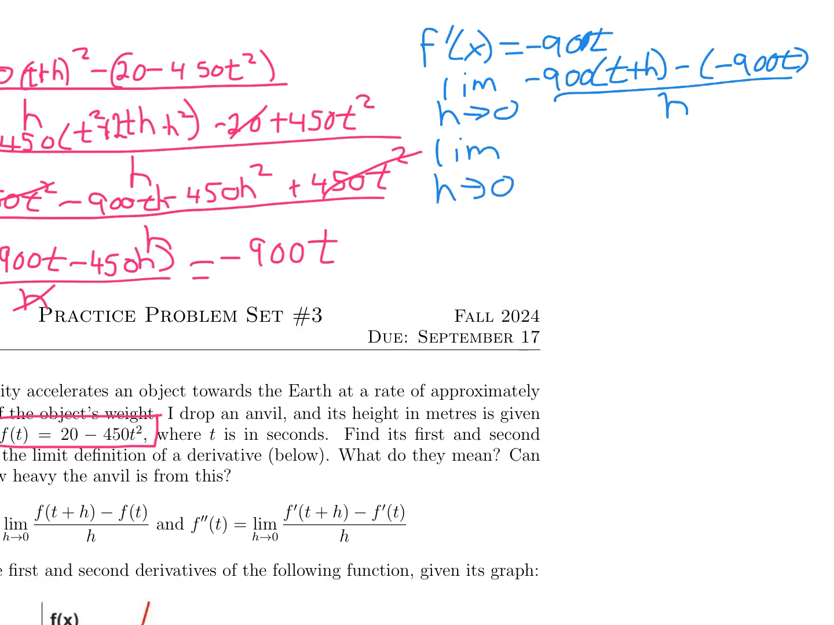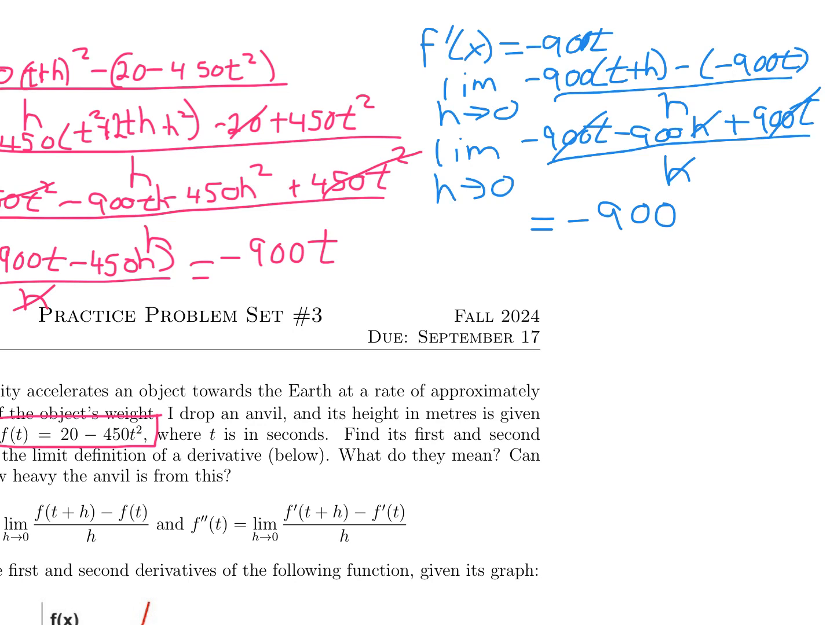And so here I'm going to get negative 900t minus 900h plus 900t. You notice how anything that doesn't have a t in it ends up crossing out, and that has to happen. So now our h's can cross out, and we just end up with negative 900 for our second derivative, okay? So this is f double prime of x.